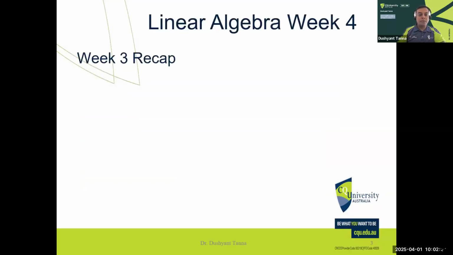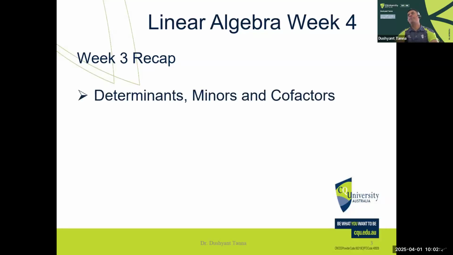Okay, so let's start with a recap of what we did earlier. Week 3 recap: we talked about determinant, minors, and cofactor. If you are watching this recording, I would expect you to be proficient in all the concepts we covered until week 3, because what we will cover today is finding the inverse. We'll need a cofactor, and then we'll talk about adjoint.